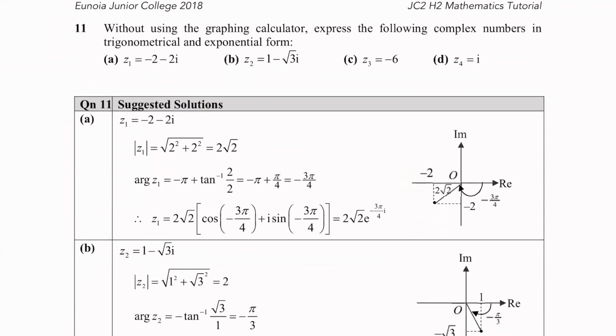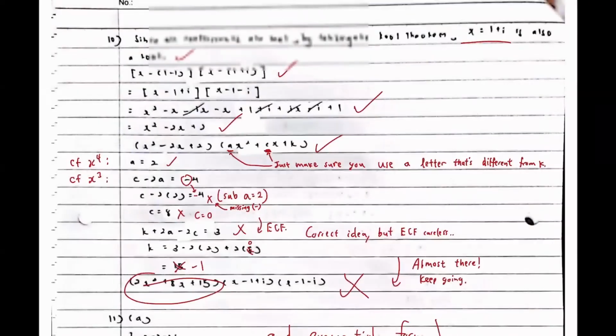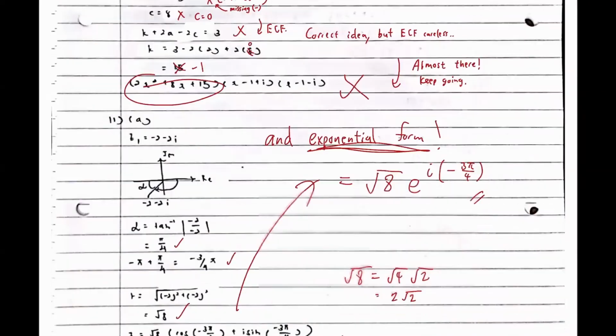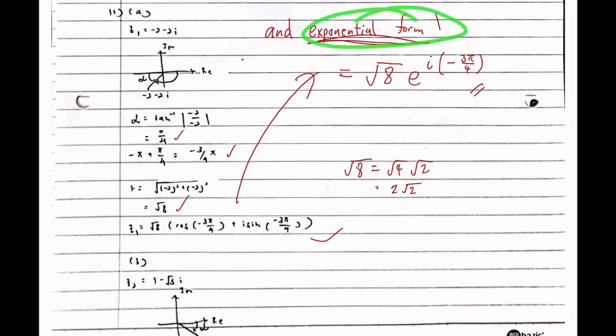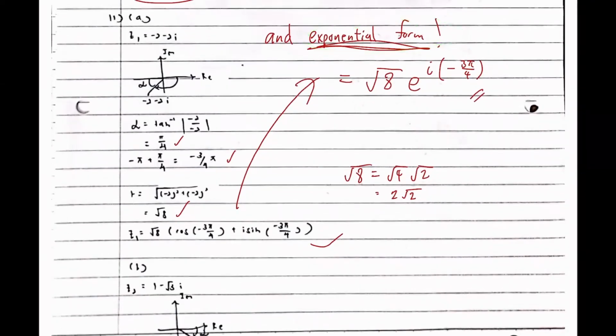Okay, you could do most of them, part A and part B, at least. But you didn't do the exponential form. The question asked for exponential form. Just one step only. This is your r, that's your cosine theta plus i sine theta. Then that's your r e to the i theta. Easy, right? Just memorize the formula. r e to the i theta.